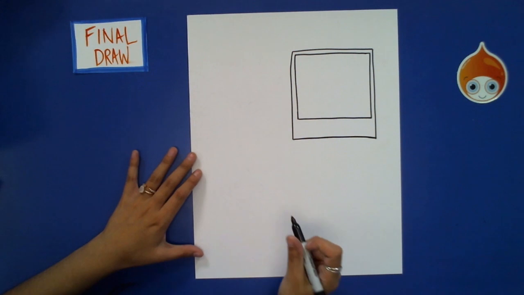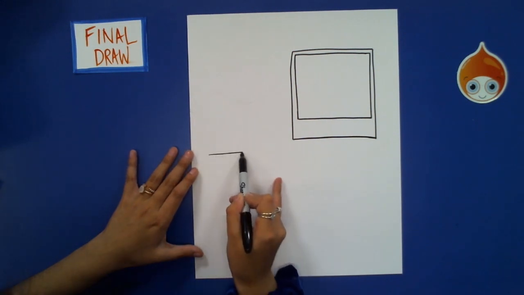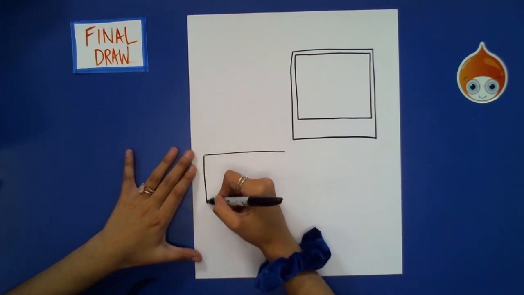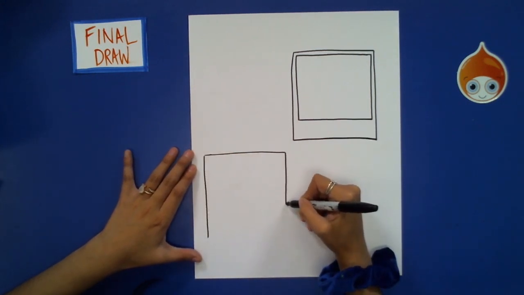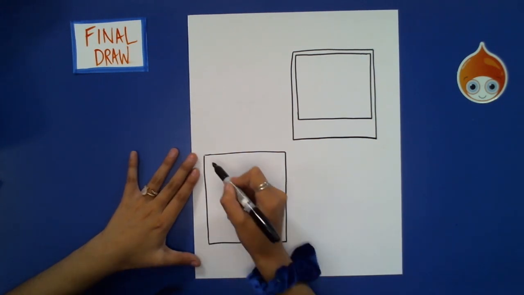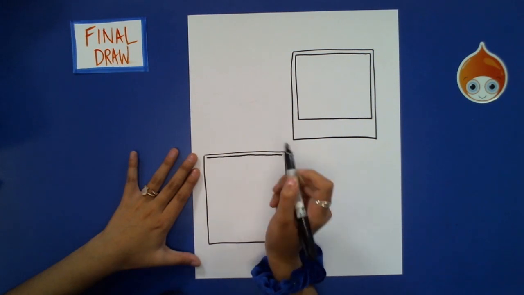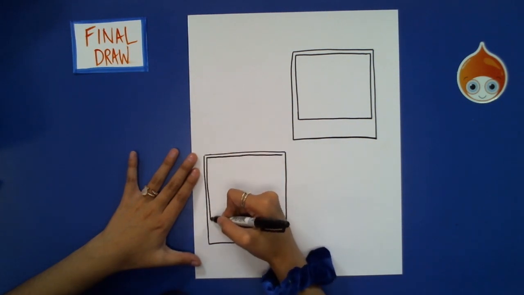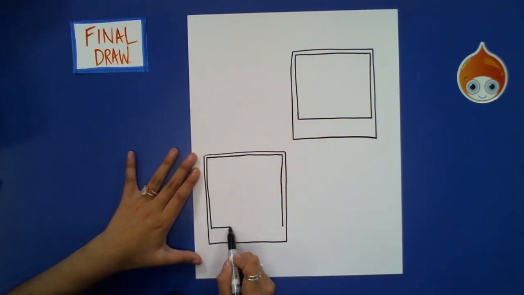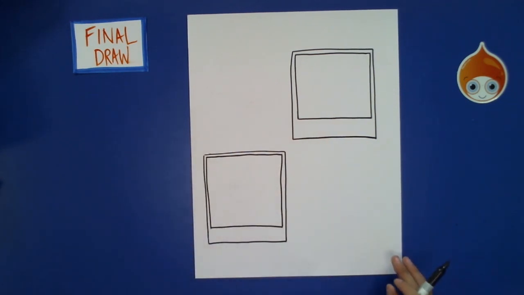Okay, so for the top of our picture, we're going to draw a line that comes across, 2 lines down the sides. Again, make sure that these are nice and long. And then a line for the bottom of the photo. And then a square inside. Make sure that the square is close up to the top and then nice and thick at the bottom. Okay, so we have our 2 Polaroids.